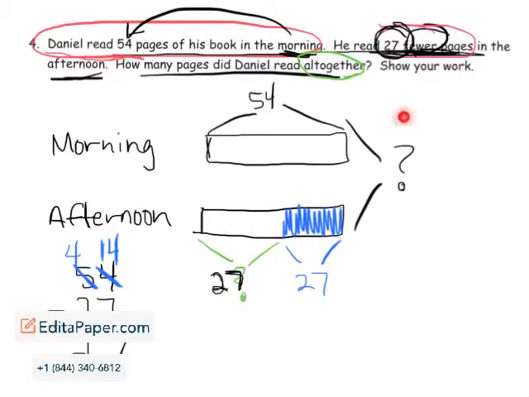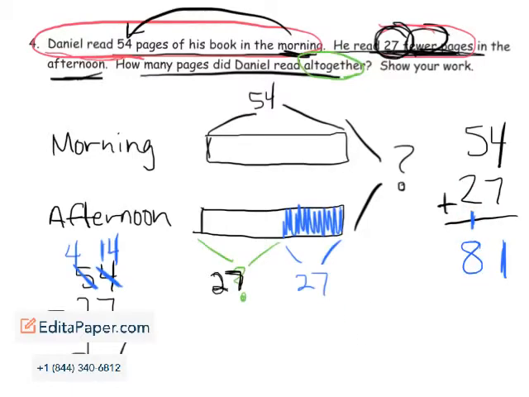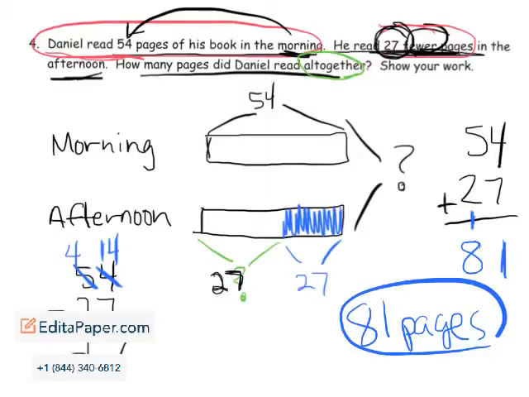And the question is, how many pages did he read altogether? So that means we're going to have to add 54 from the morning and 27 from the afternoon, and that'll give us the answer. So 4 ones plus 7 ones gives us 11 ones. So that's a 1 and a carry of a 10, because we can bundle 10 of those 11 and get an extra 10. Now we have 5 tens plus 2 tens plus 1 ten, so that equals 8 tens. And so the answer is 81 pages altogether. Woohoo, that's a happy noise.